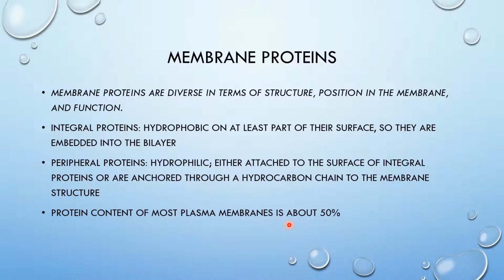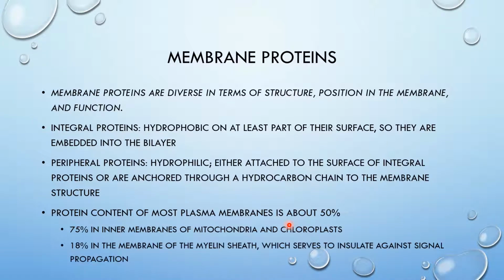Anyways, protein content of most plasma membranes is about 50%, but there are exceptions. 75% in inner membranes of mitochondria and chloroplasts, because I guess there are more reactions going around and more proteins needed, and just 18% of the membrane of myelin sheath, which serves to insulate against signal propagation. Just know that there are exceptions to the 50% protein content, but that is the norm, that is the trend.